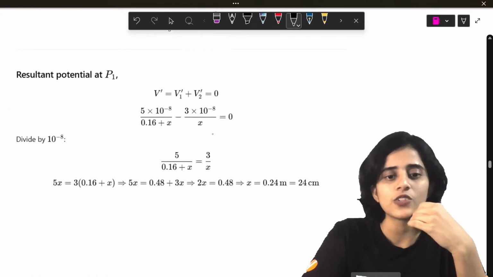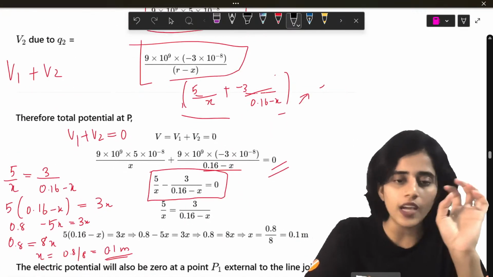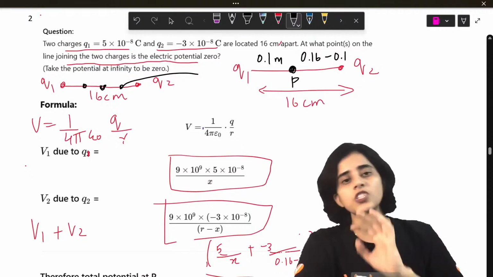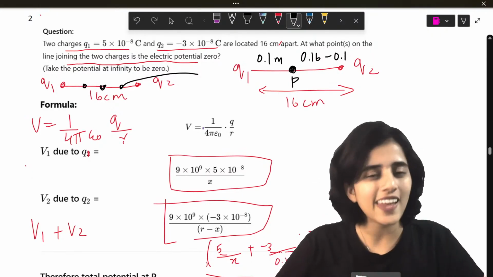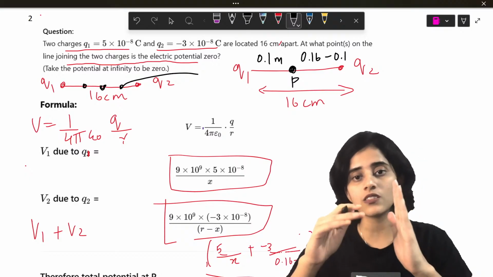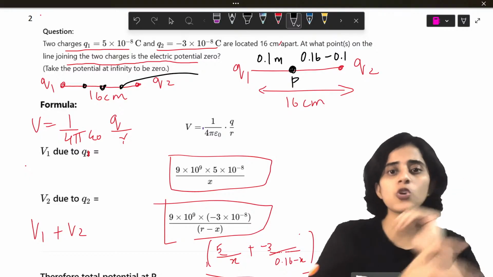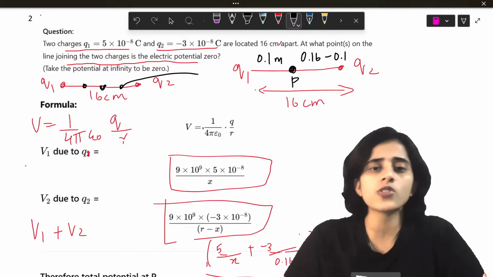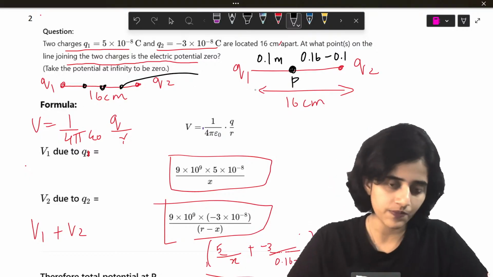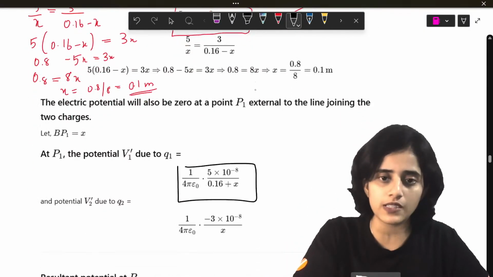Wait. No, you don't have to find out the voltage, right? The question is to only find out the point. Yeah, okay. So this much is it clear to all of you? Now, you might be wondering, what if P is x distance from Q2 and 16 minus x from Q1? Because I chose a random point P, isn't it? So, did you all understand till 0.1 meter?